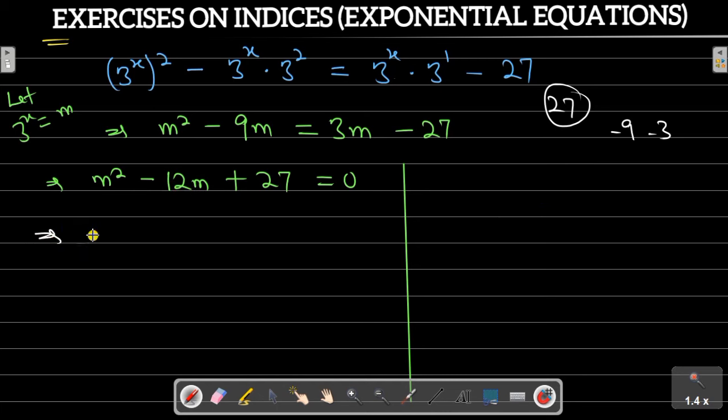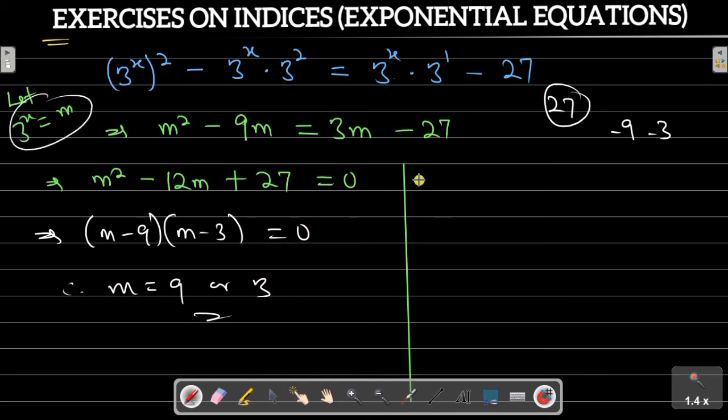So here is going to now be, open your two brackets, m minus 9 into m minus 3, and everything is equal to 0. Therefore, our m is equal to 9 or 3. Okay, but recall that we are looking for x, so we substitute into this equation. So for the first case, our 3 raised to the power of x is equal to 9, and so our 3 raised to the power of x is 3 to the power of 2. Therefore, our x here is equal to 2.